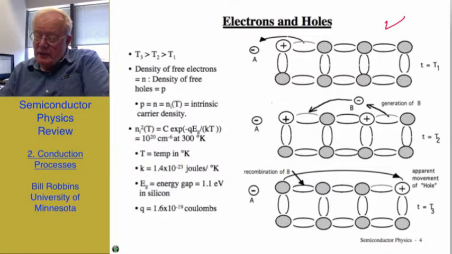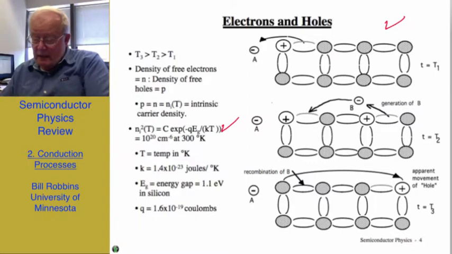The intrinsic carrier density depends exponentially on temperature, and it's given by the formula that I've just highlighted. For silicon, n_i is about 10 to the 10th per cubic centimeter at room temperature, 300 degrees Kelvin. The parameters in the exponential relationship: T is the temperature in degrees Kelvin, k is Boltzmann's constant, and E is the energy gap, which is 1.1 electron volts for silicon. And finally, q is the familiar 1.6 times 10 to the minus 19 coulombs.